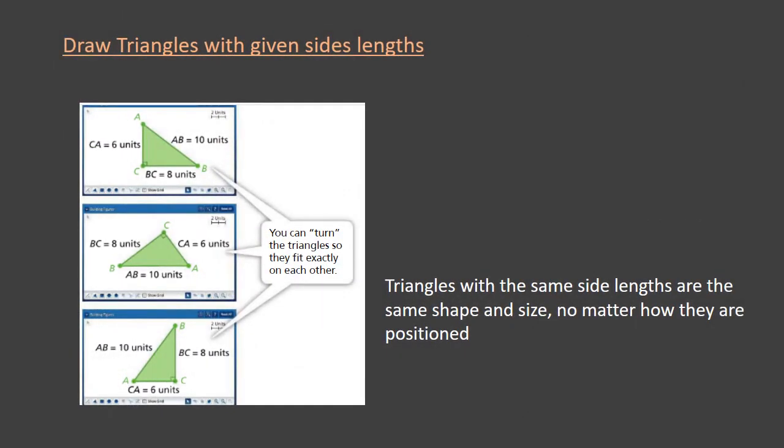Well, look at these three triangles. Triangle ABC, this is also triangle ABC, triangle ABC. These three triangles have the same side measurements. You can turn the triangles so they fit exactly on each other. That means triangles with the same side lengths are the same shape and same size, no matter how they are positioned.